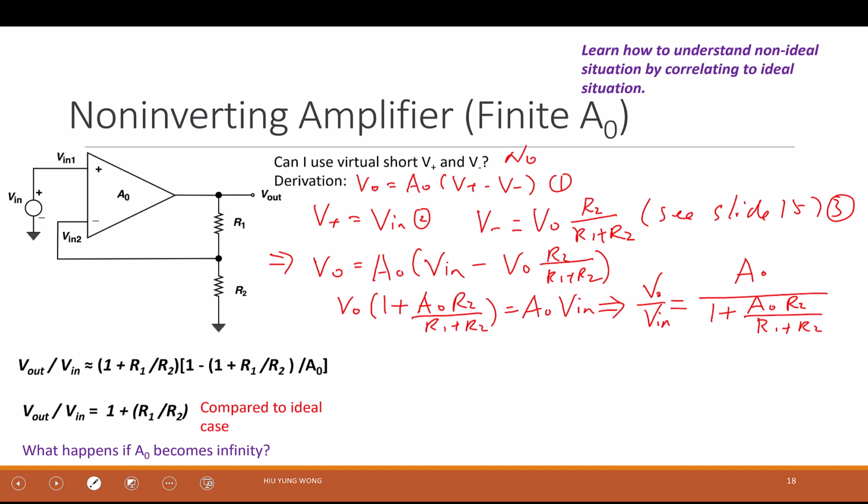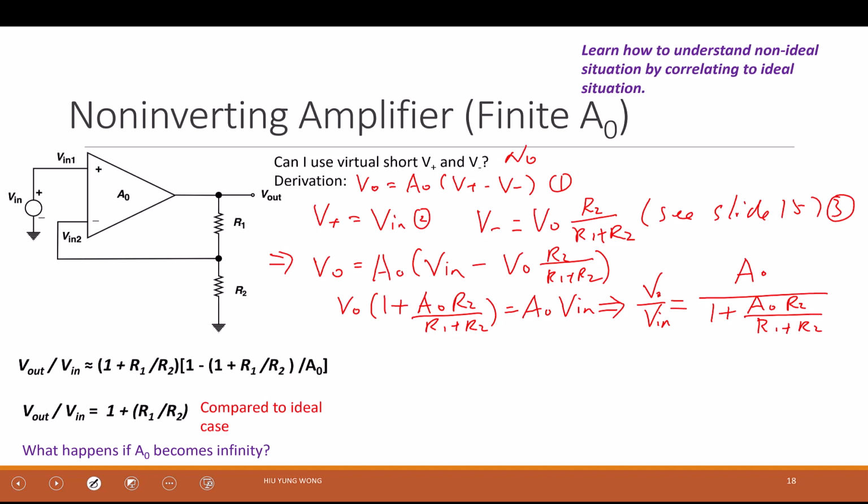But he's not happy. He said that as an engineer, just getting this thing means that you don't know engineering because you don't have insight. Can you arrange the equation so we can recognize it and know what it is? Particularly, we already have the ideal case. When the gain is infinity, I have 1 plus R1 divided by R2. Now, when it is not infinity, can you arrange the equation so that I can see how it is different from the ideal case? Do you see what I mean?